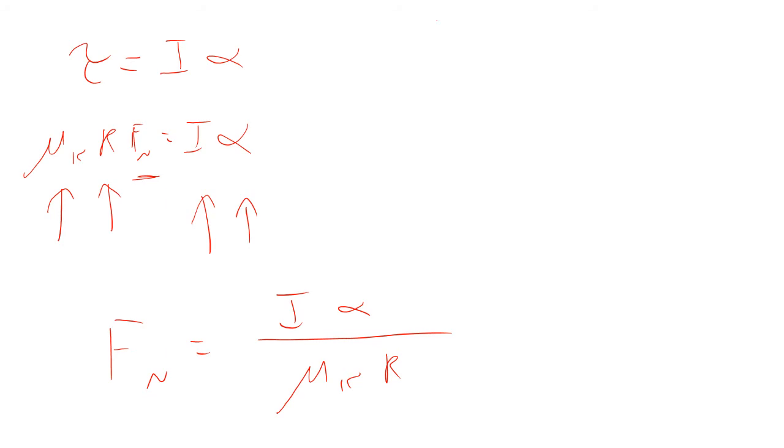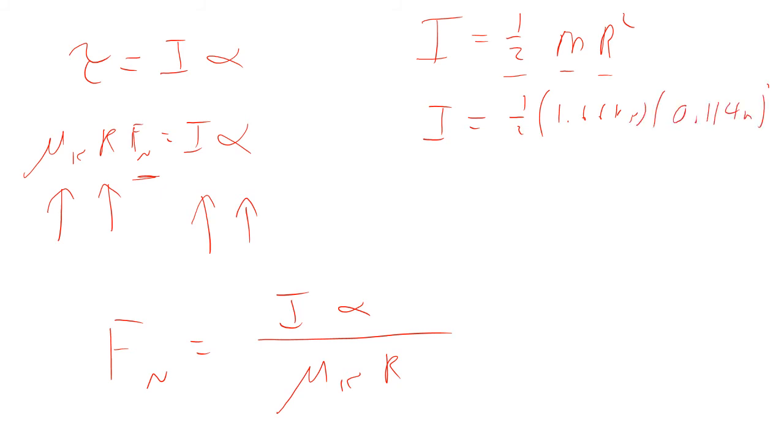Well, actually, that's not hard, because I said this was a disk, and if you look in the book, the moment of inertia of a disk is 1/2 m r squared. We know what 1/2 is, we know what m is, we know what r is. So that means that I is going to be 1/2 times the 1.66 kilograms times 0.114 meters squared. So I is going to be equal to 0.0946 kilogram meter squared. So we got I. So all we have to do is find alpha.